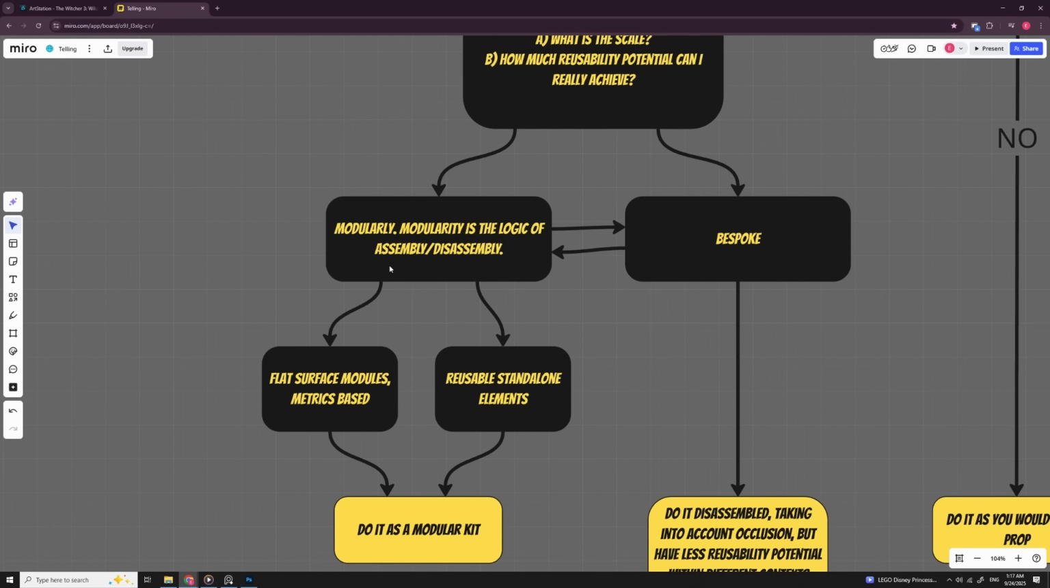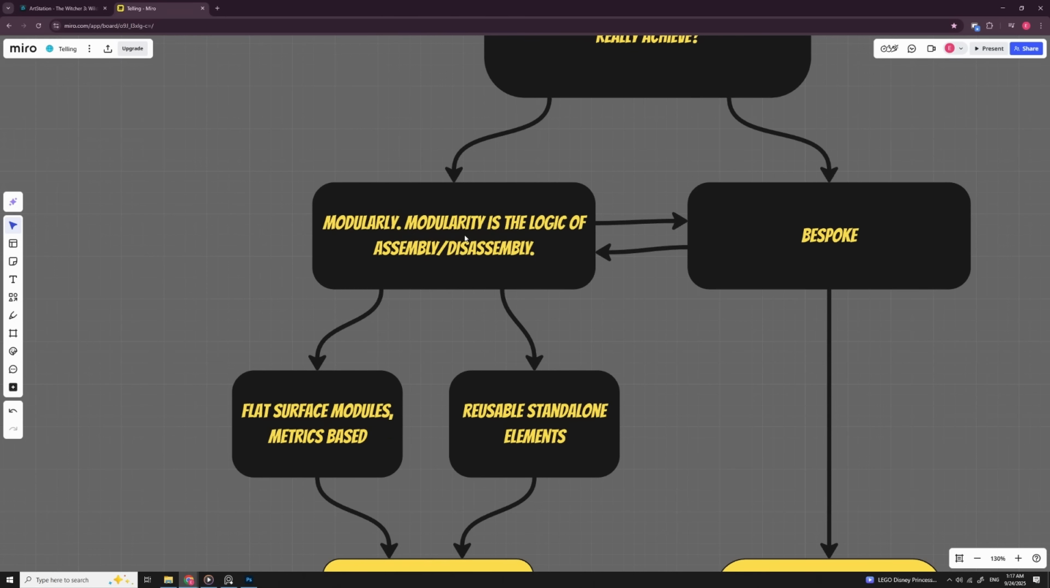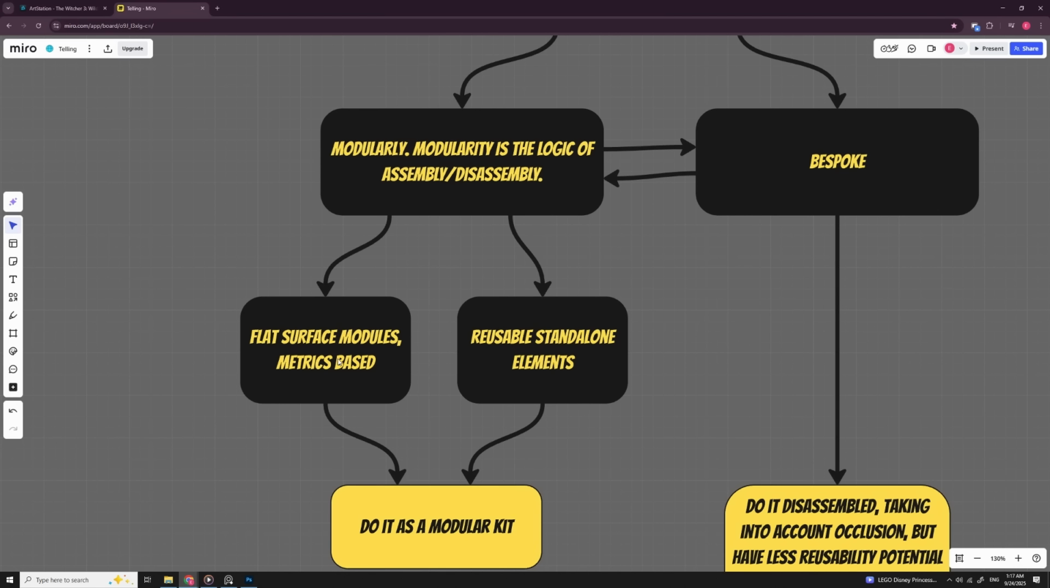If we go down the modular route, I would highlight two categories of modular objects: matrix-based flat surface modules and reusable standalone elements. And this is probably the best time to talk over the basics of matrix-based modularity. So let's jump back into my so-called standard modular kit in Maya and take a closer look at the core principles.